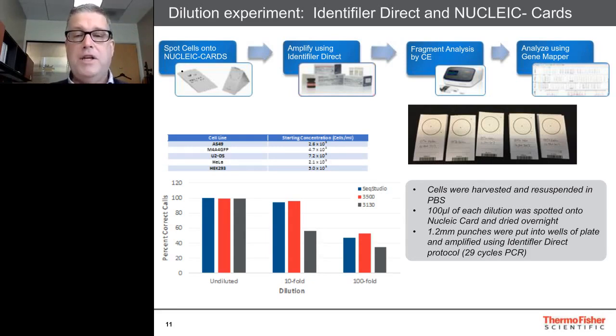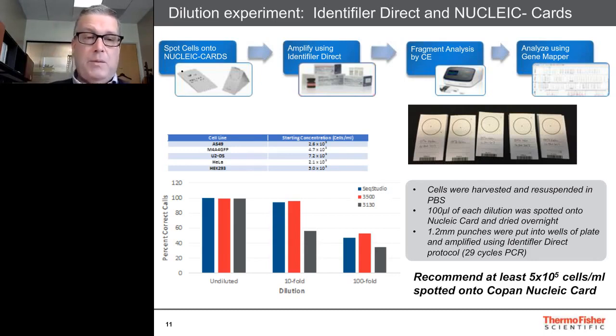To show how these were done, I harvested cells in PBS. I spotted 100 microliters of the PBS solution onto these nucleic cards. I took 1.2 millimeter punches of different dilutions and analyzed them using the Identifiler Direct kit. And what you can see is that by using about 5 times 10 to the 5th cells, undiluted cells, we get a perfect calling of the alleles in these different cell types.